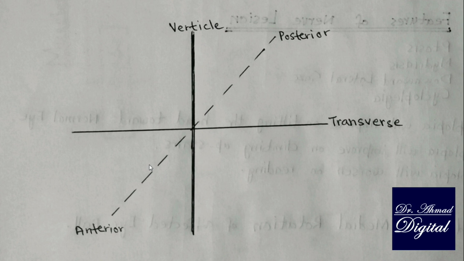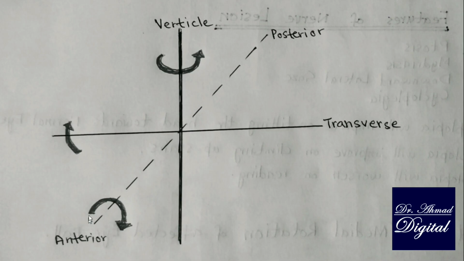So this is the axis which we are discussing, the anterior posterior, and on this axis the eyeball can rotate either way. Either it can move towards the nose or it can move away from the nose. If it is moving towards the nose, it will be intorsion, and if it is moving away from the nose, it will be extorsion.